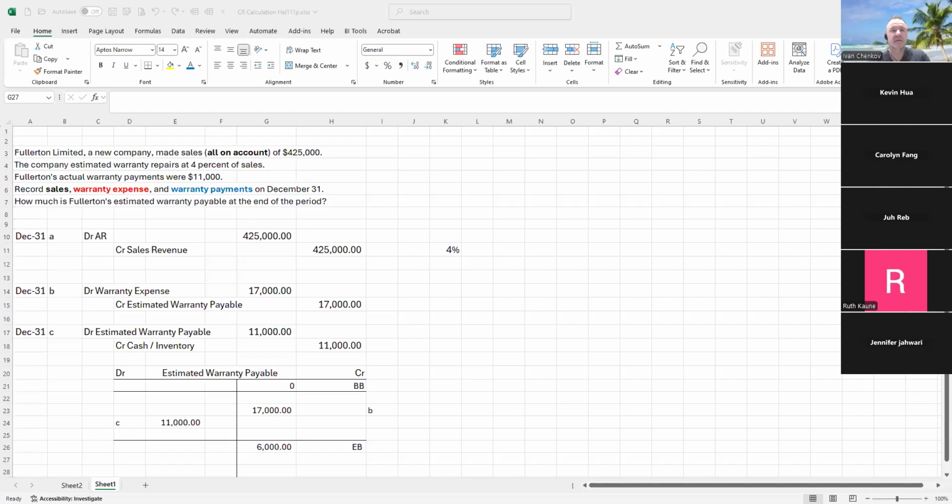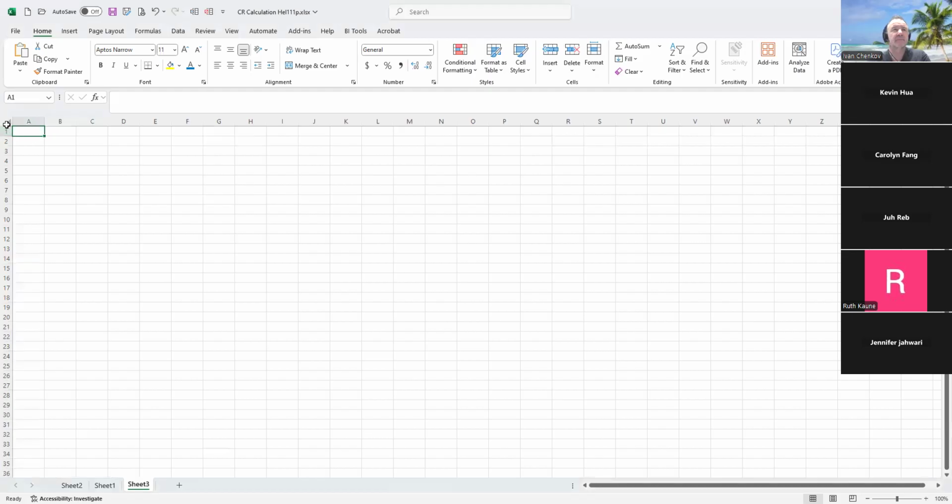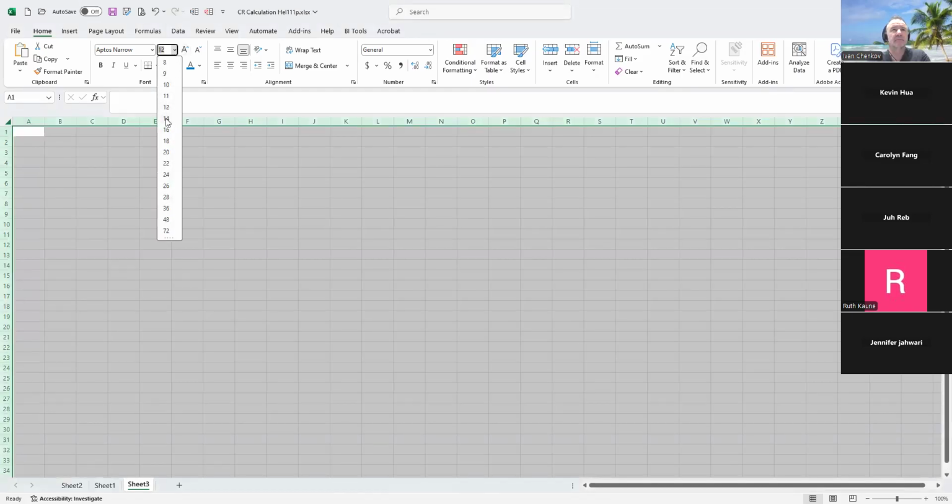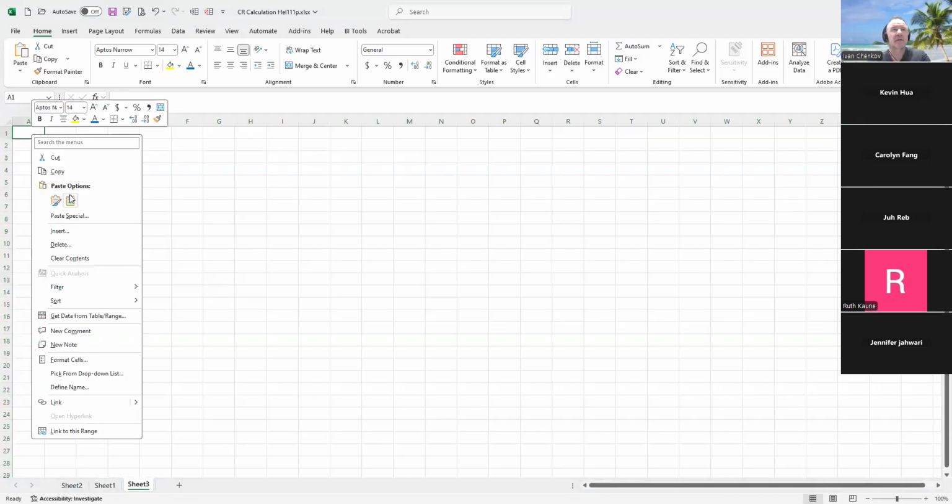Okay, I have something here. And let's start one after another on the GST question. Flip to Excel spreadsheet again. Can you guys see my screen?